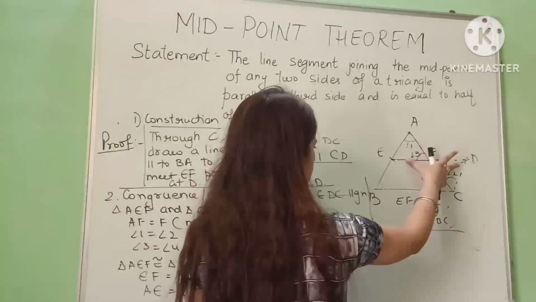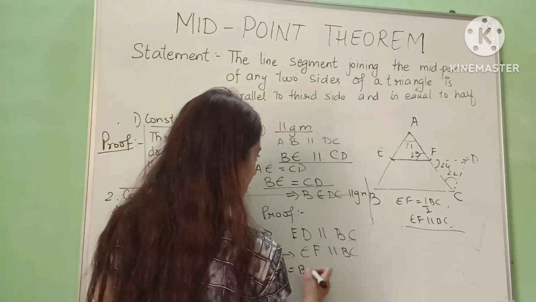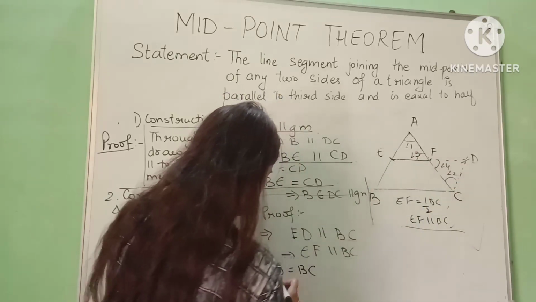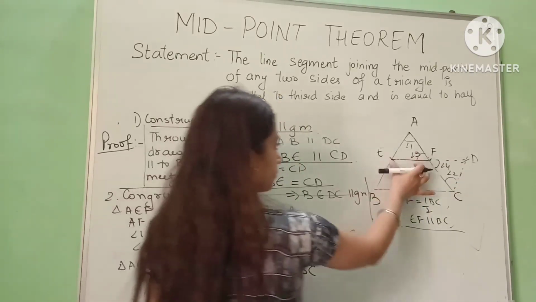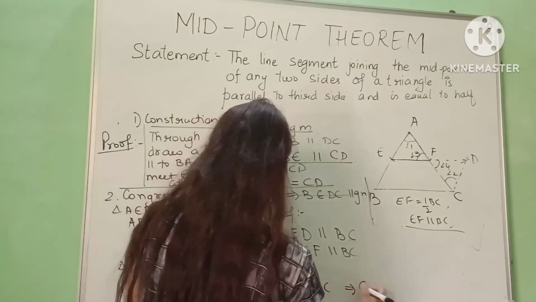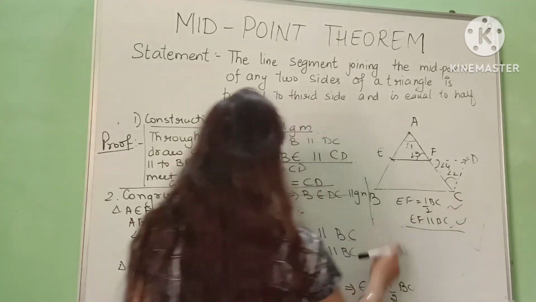Now again, BEDC is a parallelogram. ED is equal to BC, opposite sides equal, and EF is 2 times ED. So I have written ED as 2 times EF. So 2 goes to the other side. It becomes EF is equal to half of BC. So this is the proof. Remember to write the whole statement again at the end of the proof, hence proved.